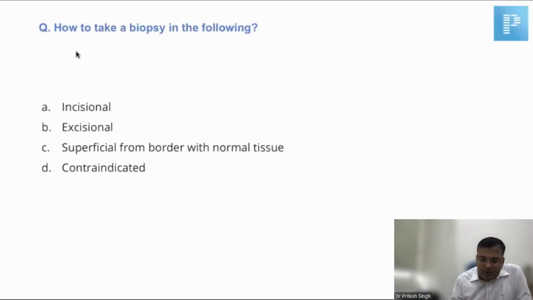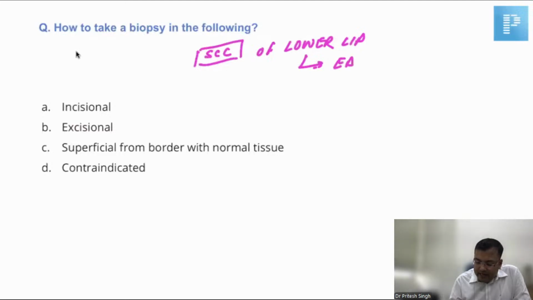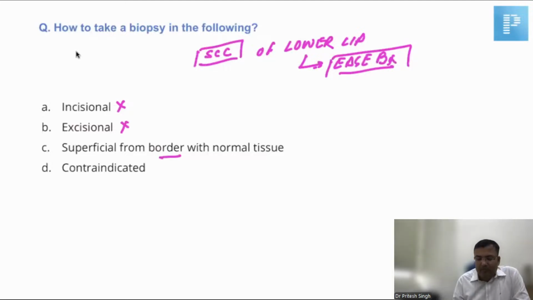Okay. Squamous cell carcinoma of lower lip. Here, we are going to take edge biopsy. Guys, what kind of biopsy is taken? Edge. So it is edge biopsy, not incisional, not excisional. It is superficial, from the border with normal tissue. Why? Because in oral cavity malignancy, if you take biopsy from the center, there is necrosis. So it is taken superficially from the border with normal tissue. That is edge biopsy. Clear? Okay, guys, edge biopsy. So correct answer is C.